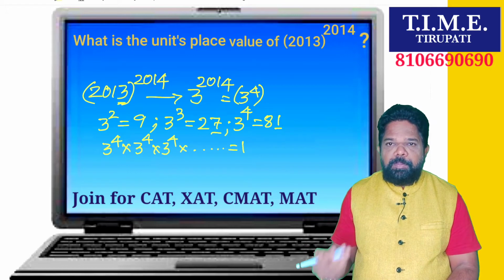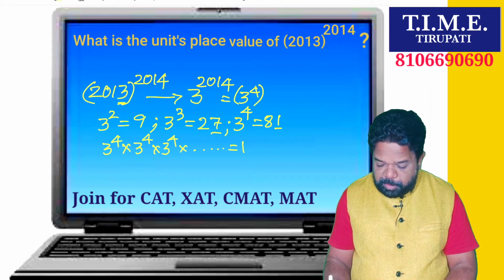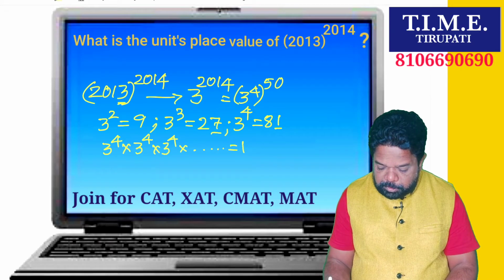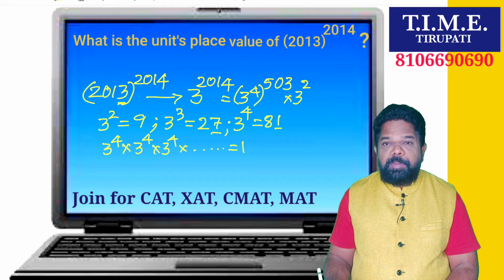So (3 power 4) whole power, how much should it be? 2014 divided by 4. By dividing by 4, how much do you get? 4 5s are 20, 0, 4 3s are 12, and again 2 is the remainder. So 3 power 2 it is. Okay, (3 power 4) whole power 503 into 3 square.